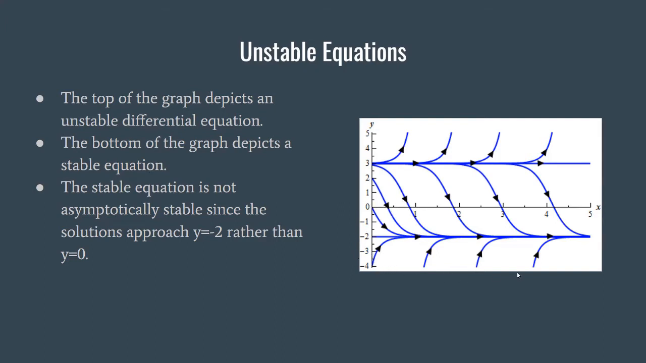Now, if this line moved up 2 spots and they were all approaching 0, then it would be asymptotically stable, but it doesn't, so it's not. It's just plain stable.